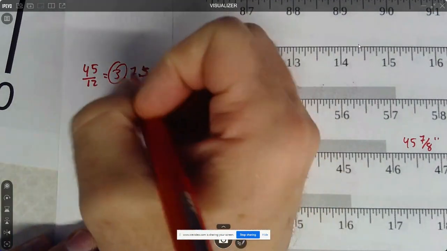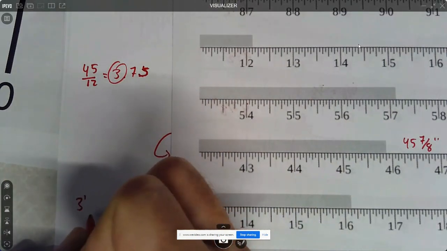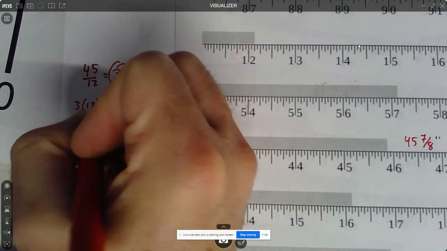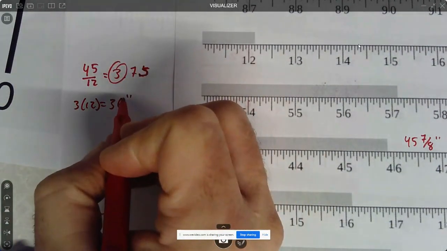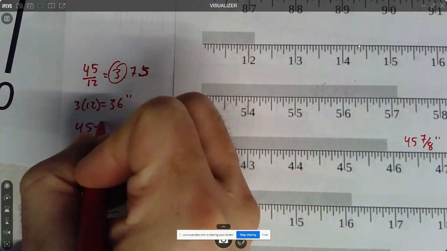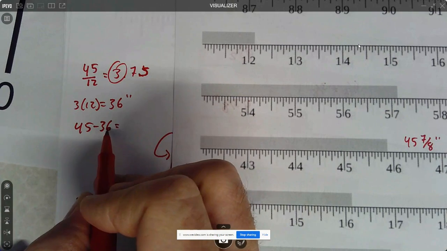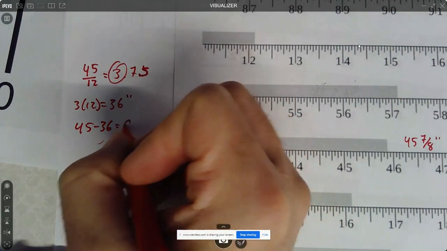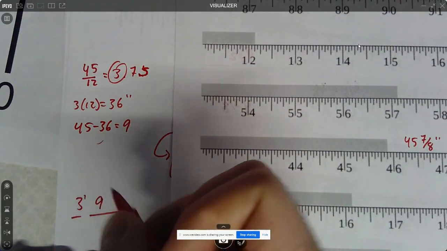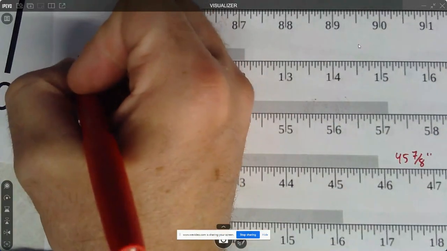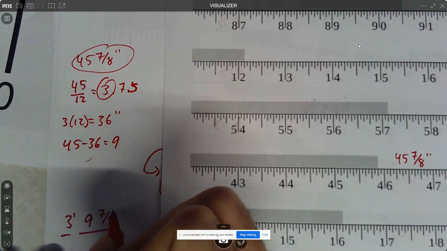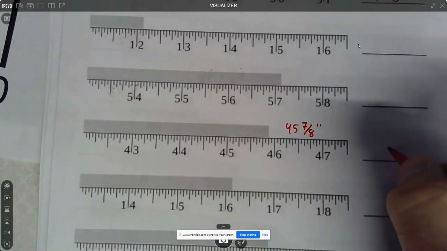So we take the 3. Our answer is going to be 3 feet. And then we need to figure out the inches part. So 3 times 12 is 36 inches. So we use 36 inches in 3 feet. So 45 minus 36. To get from 36 up to 45, that would be 9 more inches. So 3 feet, 9 inches. And then don't forget that our original one was 45 7/8 of an inch. So we would just take that 7/8 and tack it back on. So that would be 3 feet 9 7/8 inches.